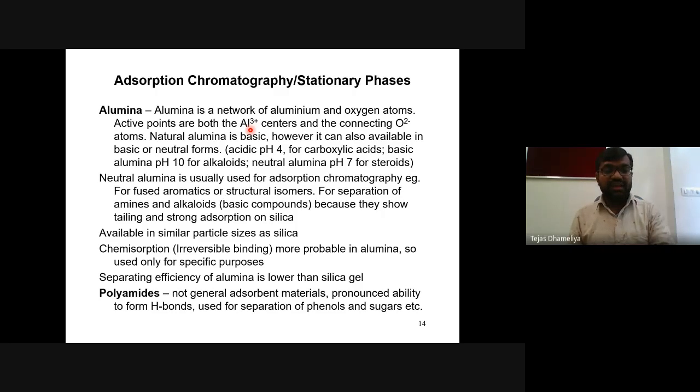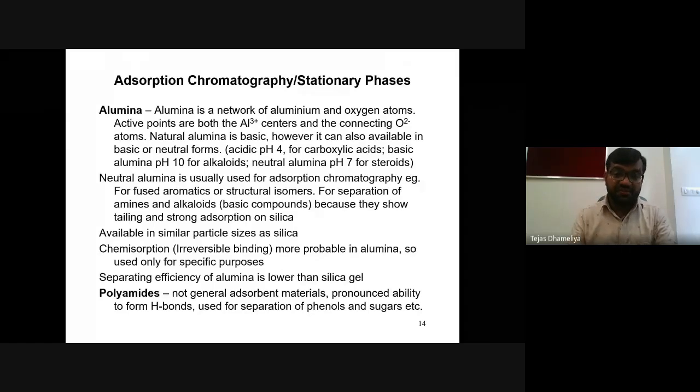Al2O3 also has its structural framework, and that is majorly useful in adsorption chromatography, and sometimes it shows tailing because of strong adsorption. Some of the polyamides are also used as stationary phases. So polyamides also have those kinds of properties where they can be used as the stationary phase.